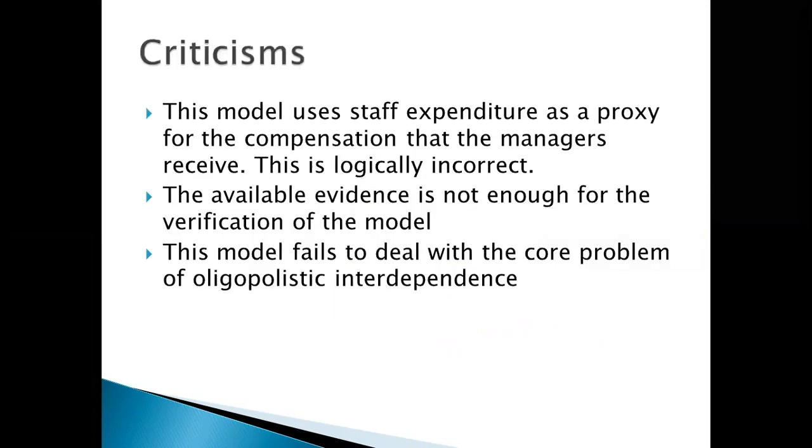Now let's come to certain criticisms that have been raised against Williamson's model of managerial discretion. The first one is that this model uses staff expenditure as a proxy for the compensation that the managers receive. This is logically incorrect. The second is that the available evidence is not enough for the verification of the model. That means the available econometric analysis does not support the validity of Williamson's model of managerial discretion. And the last criticism is that the model fails to deal with the core problem of oligopolistic interdependence.